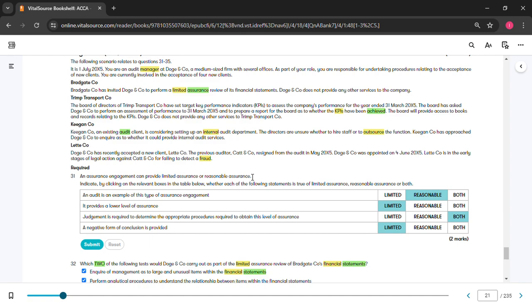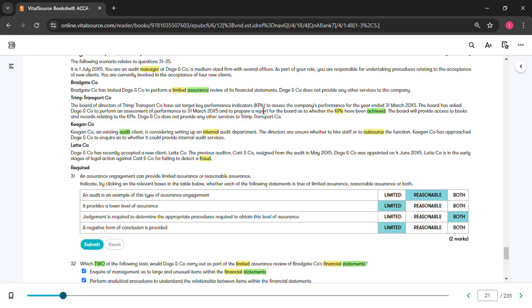Is a shareholder there here? No, but they mentioned to report to the board. The board of directors has asked the practitioner to prepare a report on whether the KPIs have been achieved. The board will provide access to the books. The auditor does not provide any other services. Are any shareholders involved here? No. There should be shareholders.